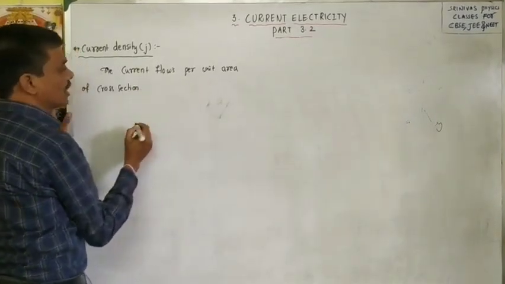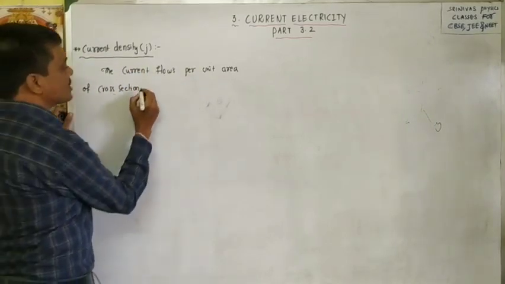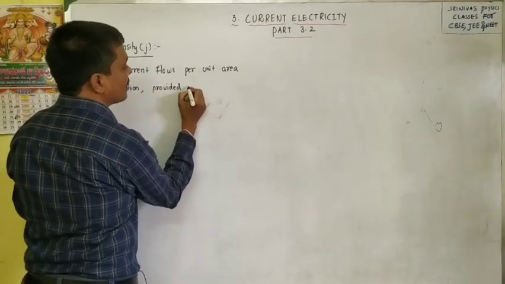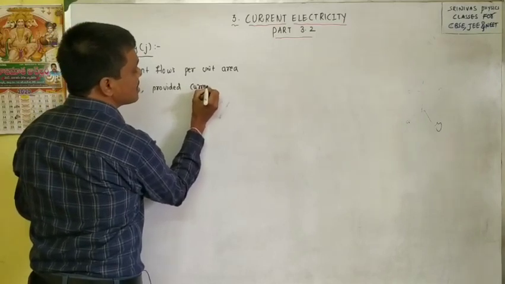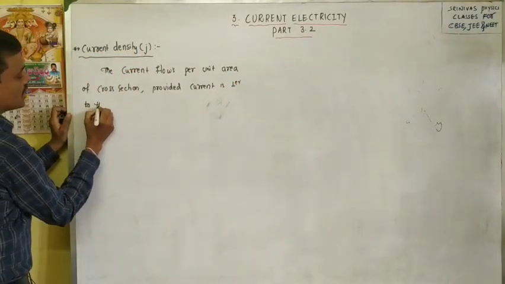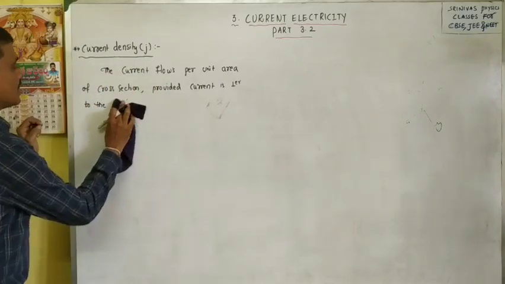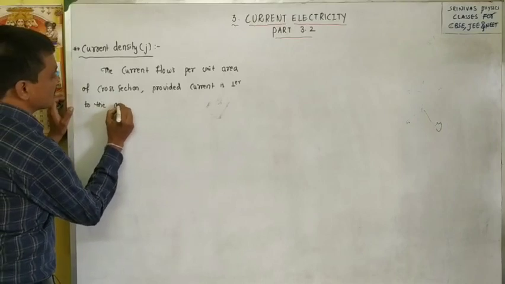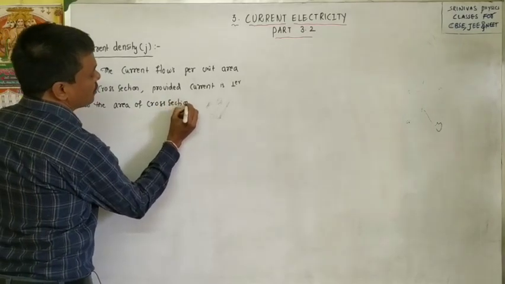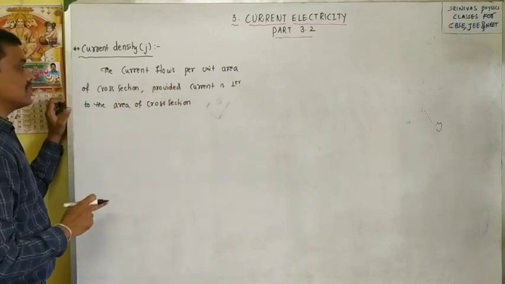Okay, that is called current density, or the current per unit area is called current density, provided the current is perpendicular to the surface or the area of cross section. This is the condition. I will explain everything. What is current density? Current flowing per unit area is called current density.